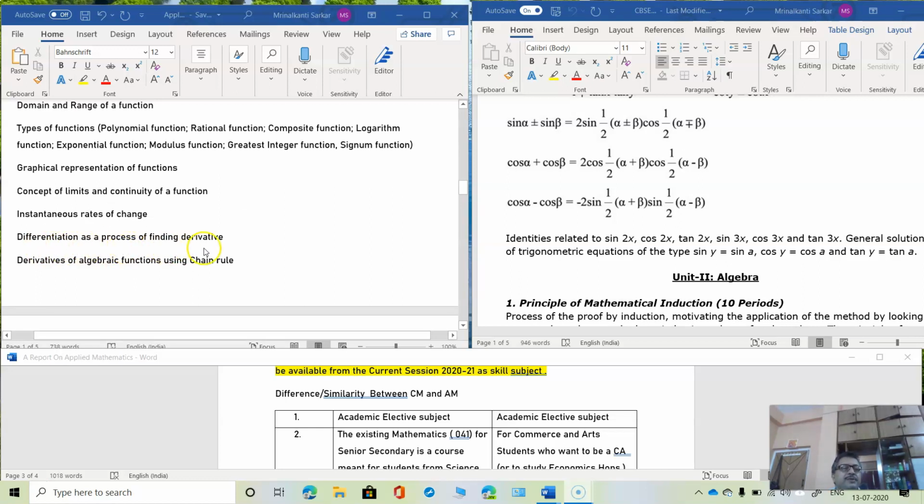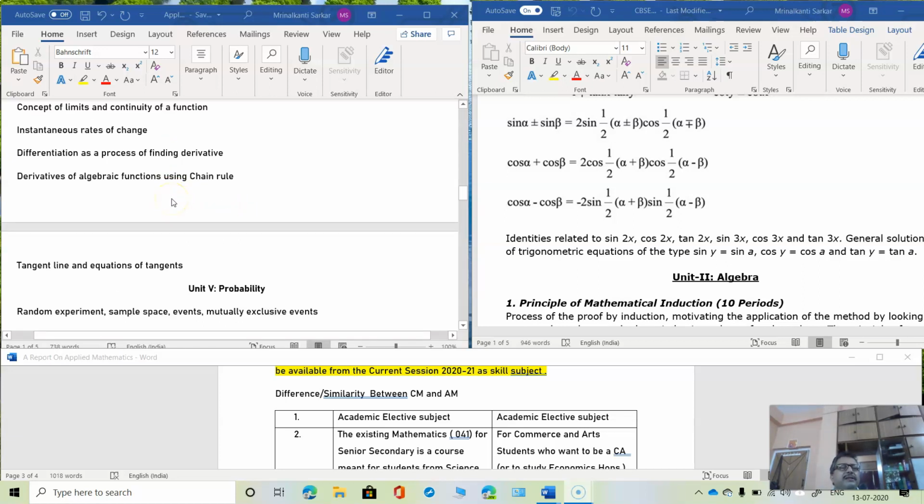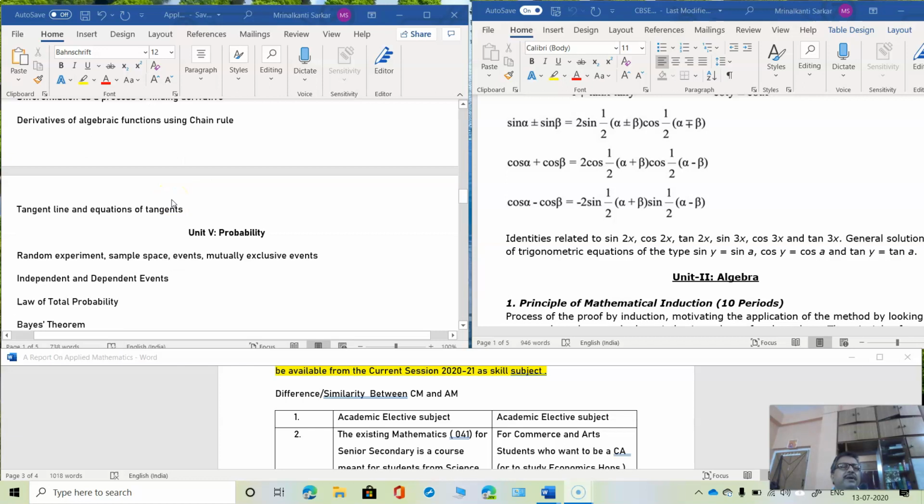Here you see differentiation is the process of finding the derivative as an algebraic function using the chain rule, everything is there. Whatever you require to study in future in your commerce, CA foundation, CA inter, and your economics honors, accountancy honors, whatever you want to study, you will get enough advantage from this course. You don't need trigonometry formulas there. Trigonometry is not required for them. So they will learn in this manner to get maximum advantage and score maximum marks.